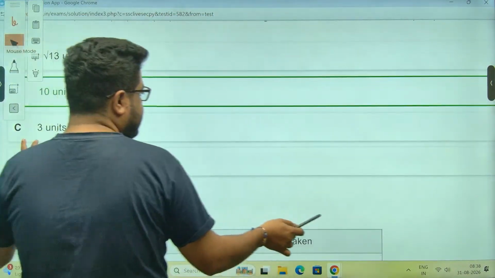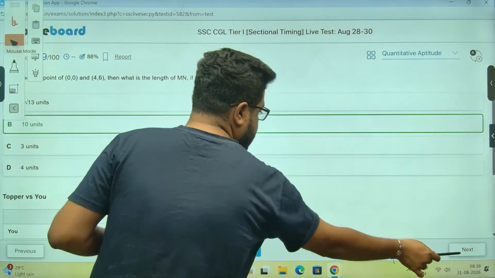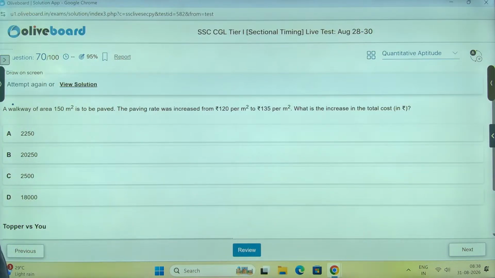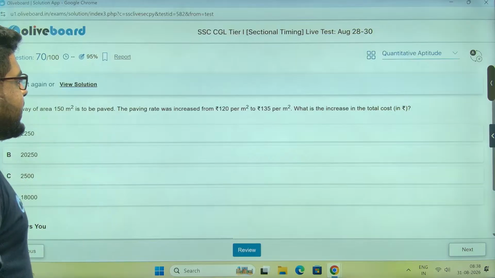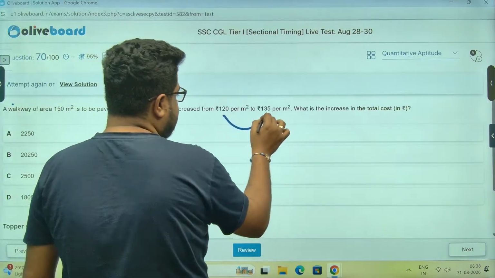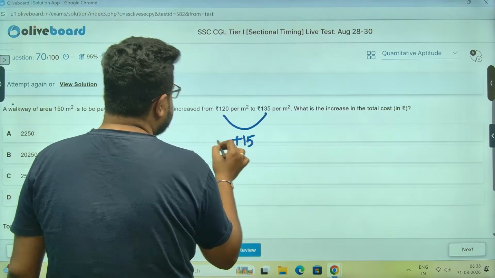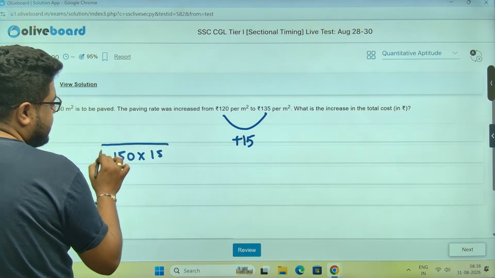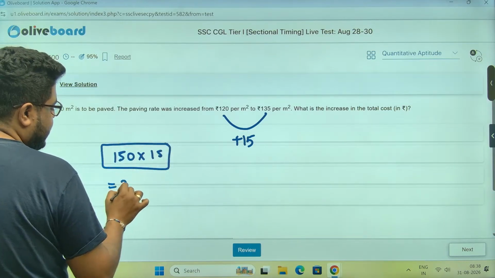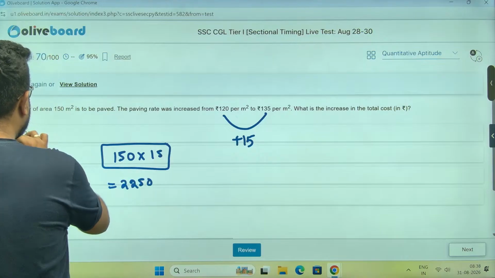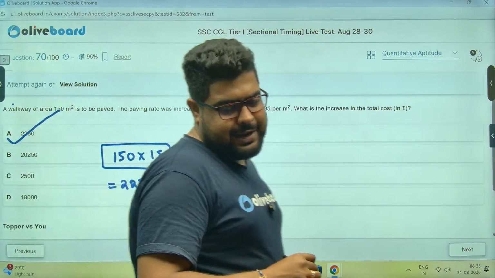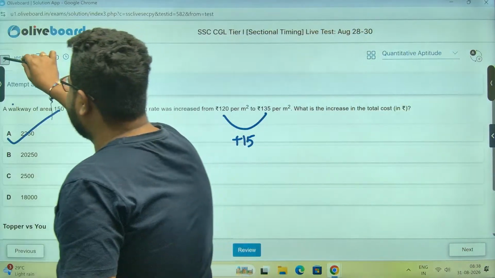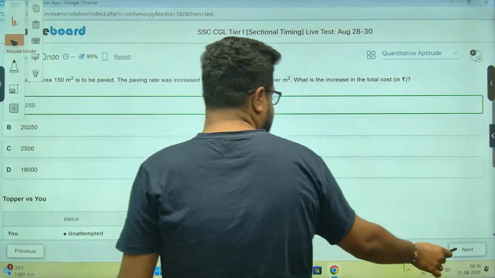Chalo, next one. A walkway of this area is to be paved, the paving rate increased from 120 to 135, meaning plus 15. Increase in total cost will be 150 into 15 rupees per meter square. So 2250, sir. So option A is the answer. Again, this is a very simple question. No rocket science here. Chalo, next one.